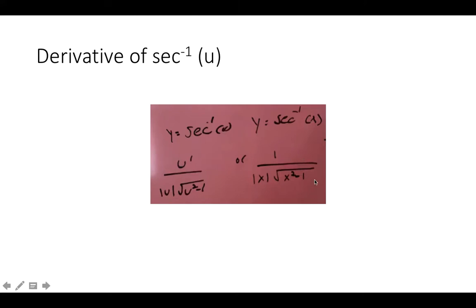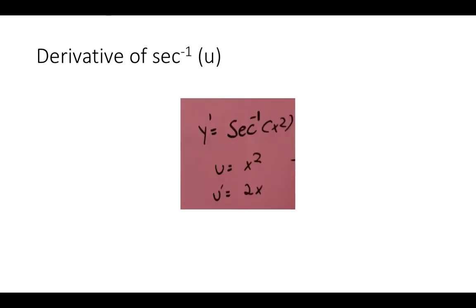This is a more common one. It's 1 divided by absolute value of x times the square root of x squared minus 1. And you can use this also, same exact thing. And I will prove this formula later in the video. Let's do an example first.